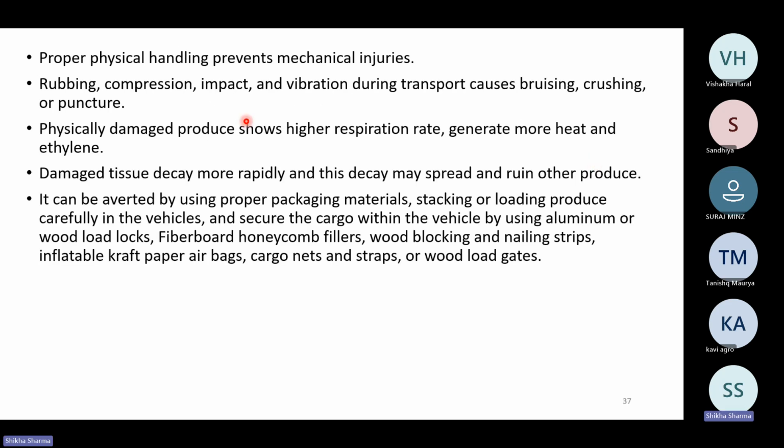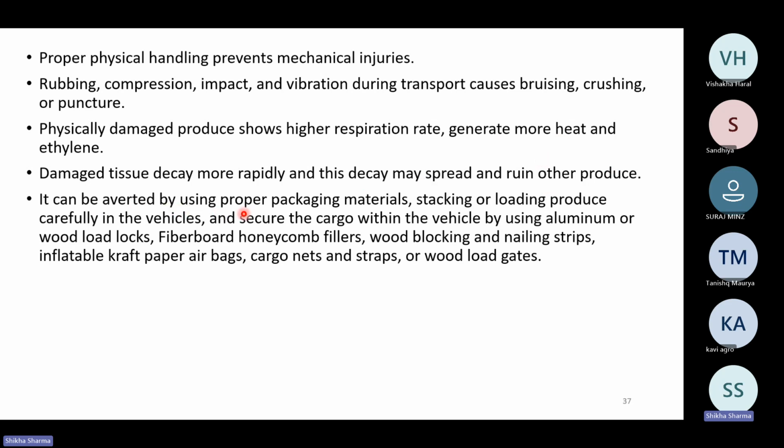And last is the physical handling. Physical handling should be done properly so that mechanical injuries will be less. Rubbing, compression, impact, and vibration during transport can cause bruising, crushing, or puncture. They can physically damage produce, which can increase respiration rate and generate more heat and ethylene. Damaged tissues decay more rapidly, and this decay will spread and ruin the whole product.